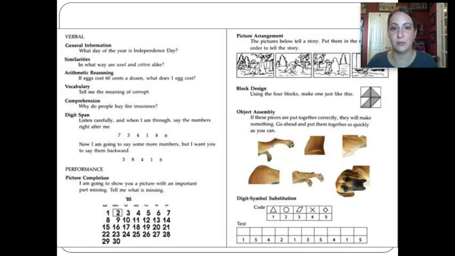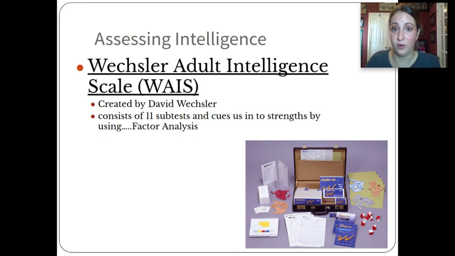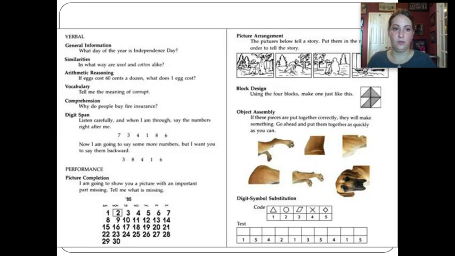So here's some examples of questions that are on the Wechsler Adult Intelligence Scale right here. What day of the year is Independence Day? In what ways are wool and cotton alike? So there's lots of correct answers for some of these. You might say, what day of the year is Independence Day? You might say, well, what country are we talking about? Am I being egotistical here and assuming it's the United States? Am I talking about like this year it'll be on a Wednesday, but next year it'll be on a Thursday?